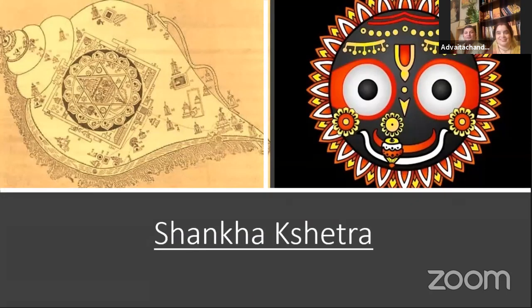So this Purushottam Kshetra is also called Shankha Kshetra. Shankha, because of all the holy places, this Jagannath Puri is in the form of a Shankha. Just like Navadvip is in the form of a lotus, this is in the form of a Shankha, and therefore it's called the conch shell, the Shankha Kshetra. Jai Jagannath Swami ki Jai. Next slide, please.